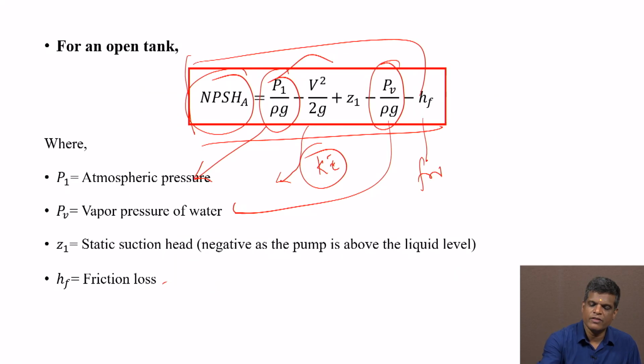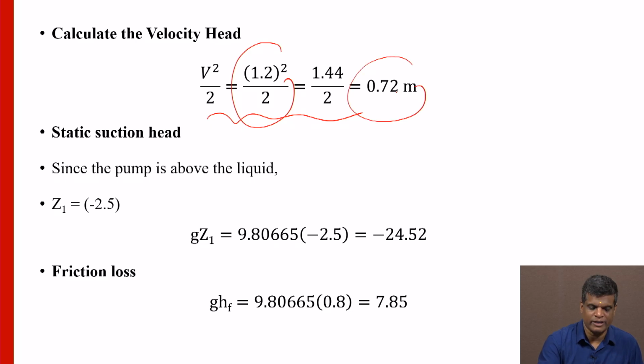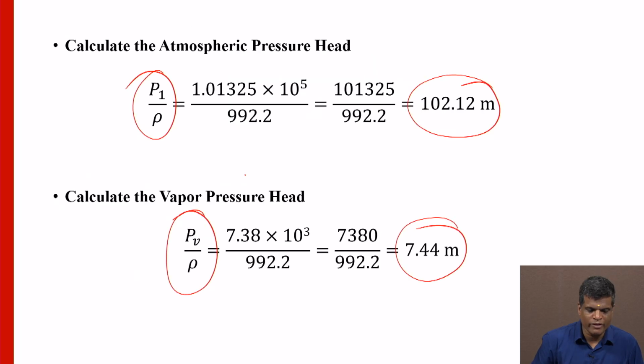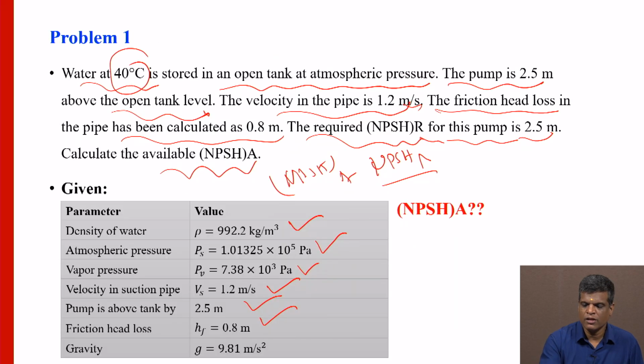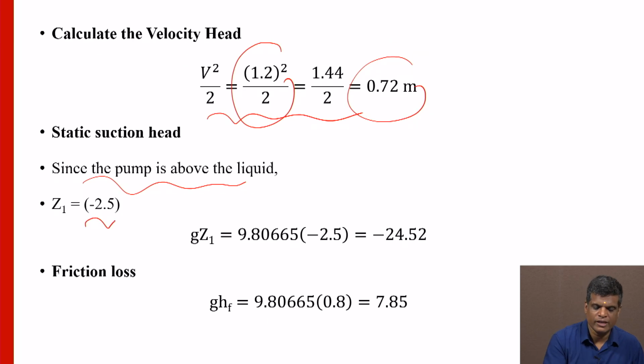So this is done, then PV by rho is also done. Then V square by 2g, the velocity head, from there we calculated 0.72 meter. Then the static suction head is already given in the problem. They are saying the pump is 2.5 meter above the open tank level, so it is a minus value here.